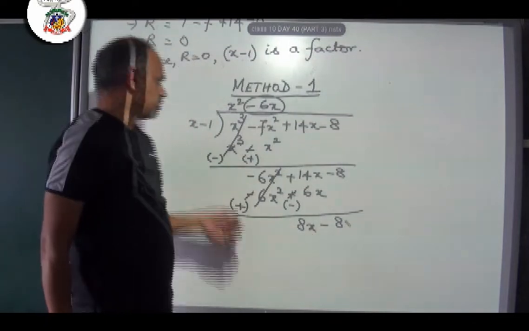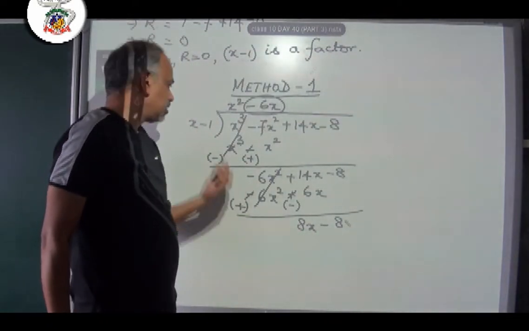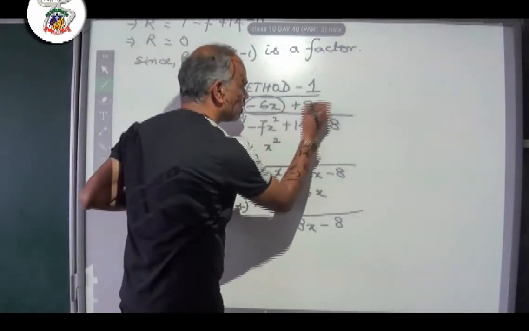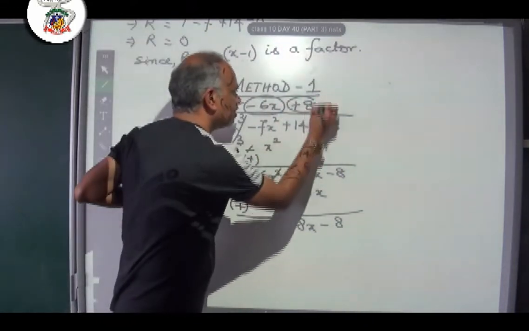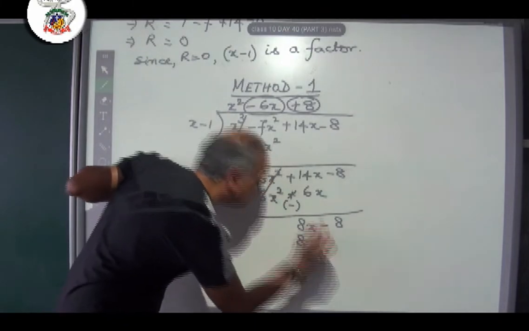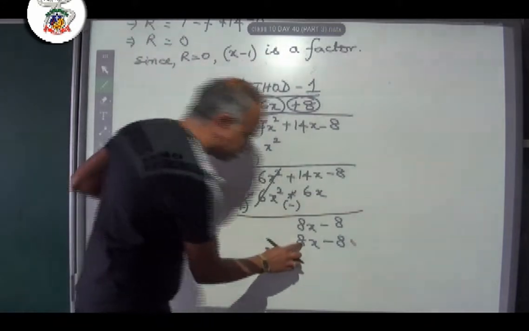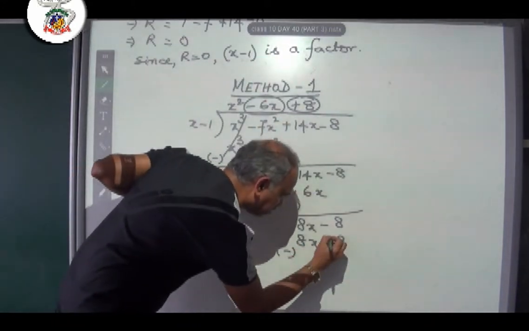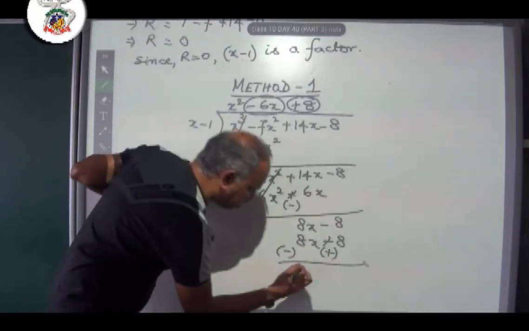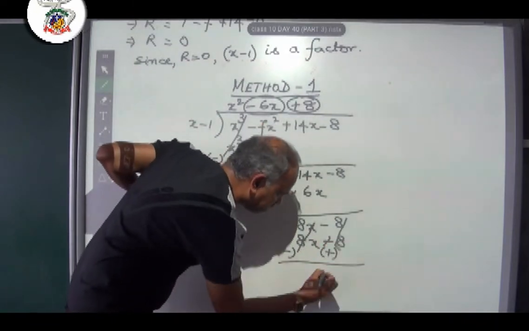The third step is, again, the first term here is 8x and here it is x. So x has to be multiplied with something to give you 8x, that is plus 8. So multiply this plus 8 with both the terms here. So that's plus 8 into x is 8x and plus 8 with minus 1 is minus 8. Now to change the signs, this becomes minus and this becomes plus. And then you add, 8x minus 8x gives you 0, that will get cancelled. Minus 8 plus 8 also gets cancelled, the remainder is 0.